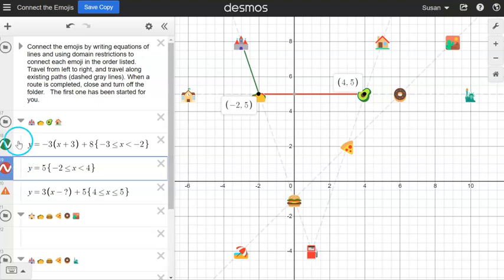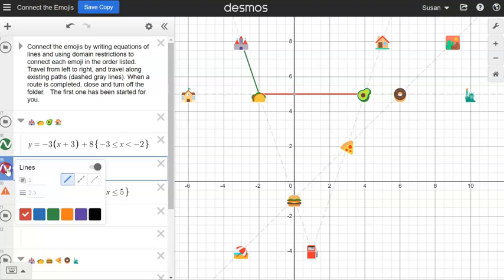I do have kids that say, I want them to all be the same color. So if they do want that, they can click here and change this to match the other one, or they can choose some other color.